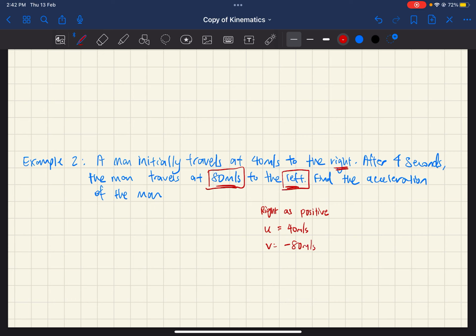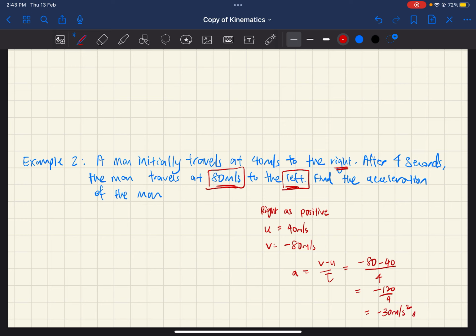If we were to calculate the acceleration, it will be v minus u over t. So it will be negative 80 minus 40 over the time taken. So it will be negative 120 over 4, which is negative 30 meters per second squared.